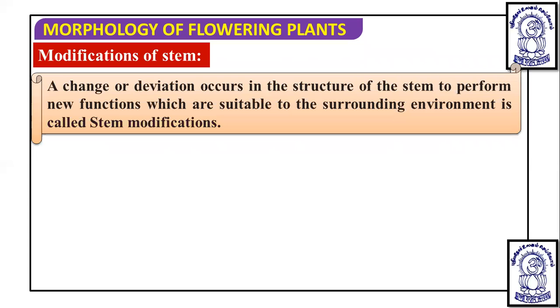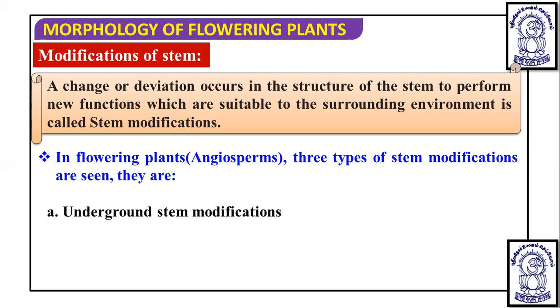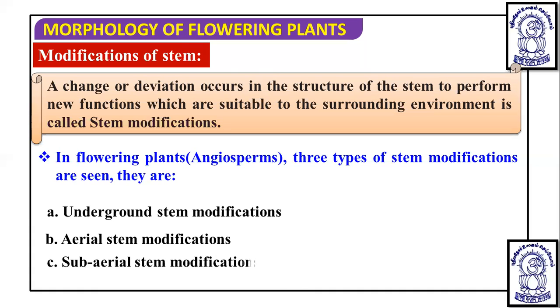And why do they need to perform a new function? Because those functions are suitable to the surrounding environment. So there is a need for stem modification. In flowering plants, specifically angiosperms, three types of stem modification are seen. They are underground stem modification, meaning how the underground stem shows its modification that we are going to study. Then the aerial stem also gets modified and develops different structures or functions. And the subaerial weak stem also gets modified to perform different functions. We are going to discuss all these three one by one.